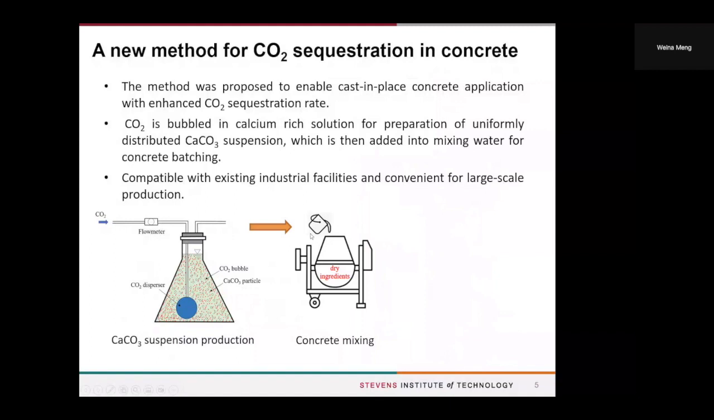Then we use this to prepare the concrete, just pouring it into the dry ingredients and preparing the concrete specimens. As you can see, this whole process is compatible with existing industrial facilities, and it is convenient for large-scale production.